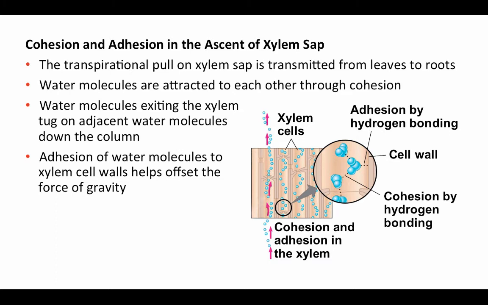And the adhesion of water molecules, so this tendency of the water molecules to form hydrogen bonds with the hydrophilic molecules in the cell wall, is going to make them stick to the walls of the xylem a little bit, and that's going to help to resist the downward force of gravity.